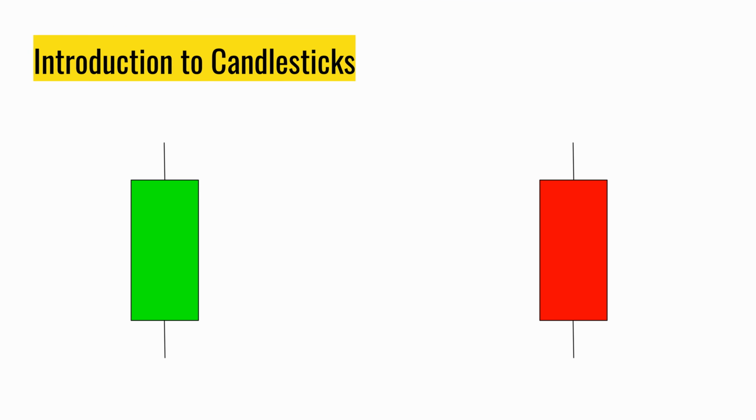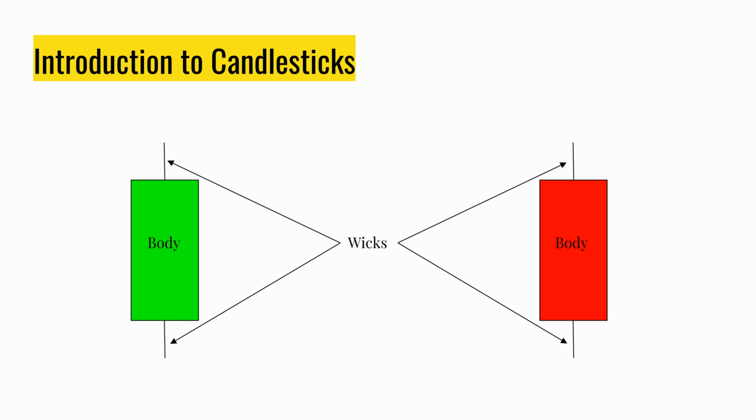So how do we read these weird boxes? The 2 boxes shown below are the 2 types of candlesticks. The green candlestick represents the price moving up, and the red candlestick represents price moving downwards. The green and red rectangles represent the body of the candlestick. The dashes above and below the body are called wicks. From here, this is where the similarities end.